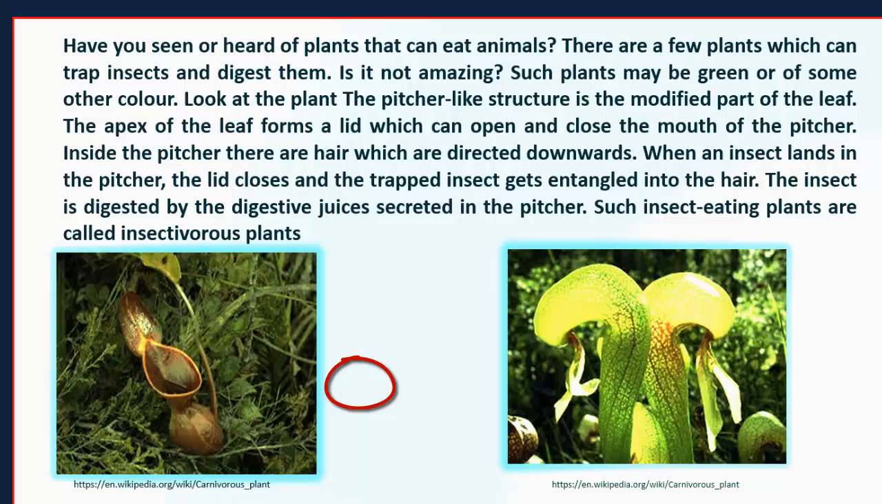The apex of the leaf forms a lid which can open and close the mouth of the pitcher. Inside the pitcher, there are hairs which are directed downwards. When an insect lands in the pitcher, the lid closes and the trapped insect gets entangled in the hair. The insect is digested by the digestive juice secreted in the pitcher. Such insect-eating plants are called insectivorous plants.